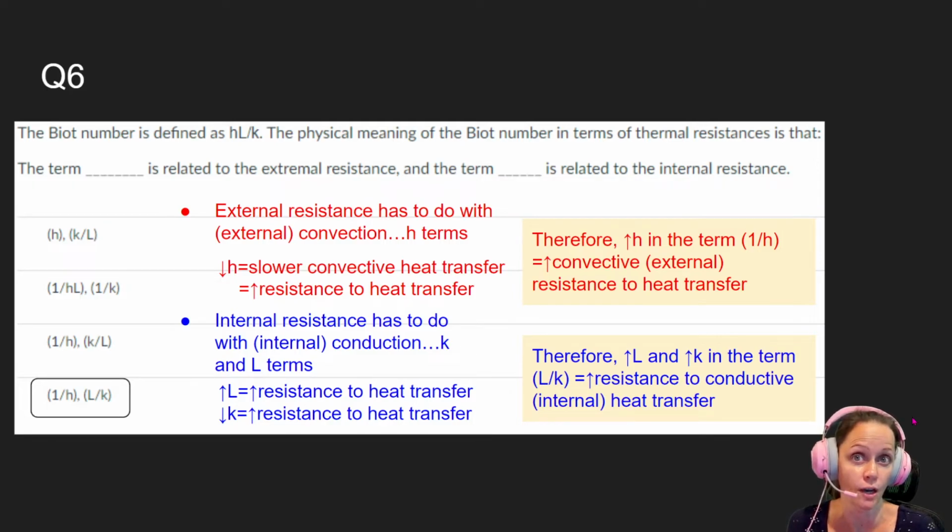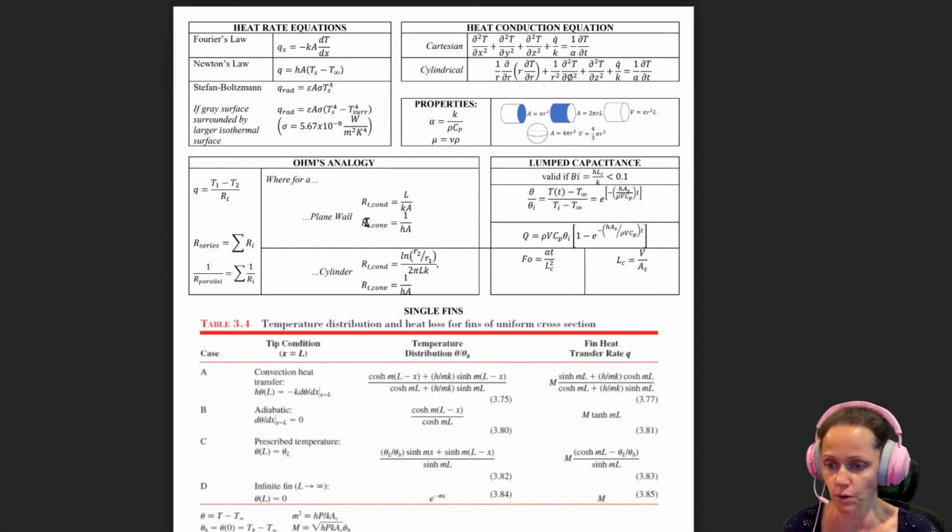You don't even have to think further than Ohm's law. So Ohm's law says the thermal resistance to convection is 1 over hA, right? We just kind of eliminated the A here because in that Biot number, the A just gets divided out. But 1 over h is the convective resistance term, and then remember Ohm's law, I think I've got it somewhere over here. Yeah, right there. So our thermal resistance to convection, 1 over hA, thermal resistance to conduction, L over kA. When we divide the thermal resistance to conduction by the resistance to convection, of course, that area cancels out. So for the conduction portion of it, the internal resistance, it's L over k.